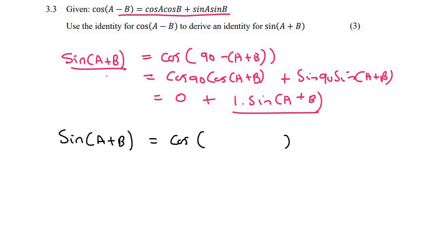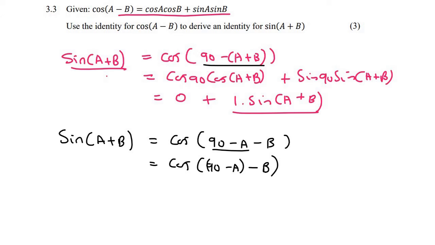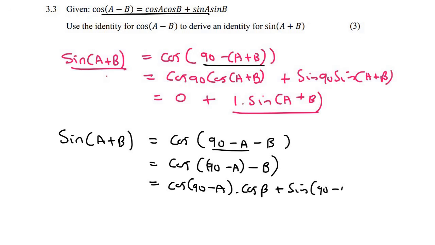We know that 90 minus a plus b is the same as 90 minus a minus b. And so what we do is we put these two together. So we say, let's put those two together and then have it like that. Okay, so this part here, the 90 minus a, is almost like this part, and then this part here is that part over there. And so now what we can do is use this formula, and so that's going to go cos 90 minus a times cos b plus sin of 90 minus a times sin b.